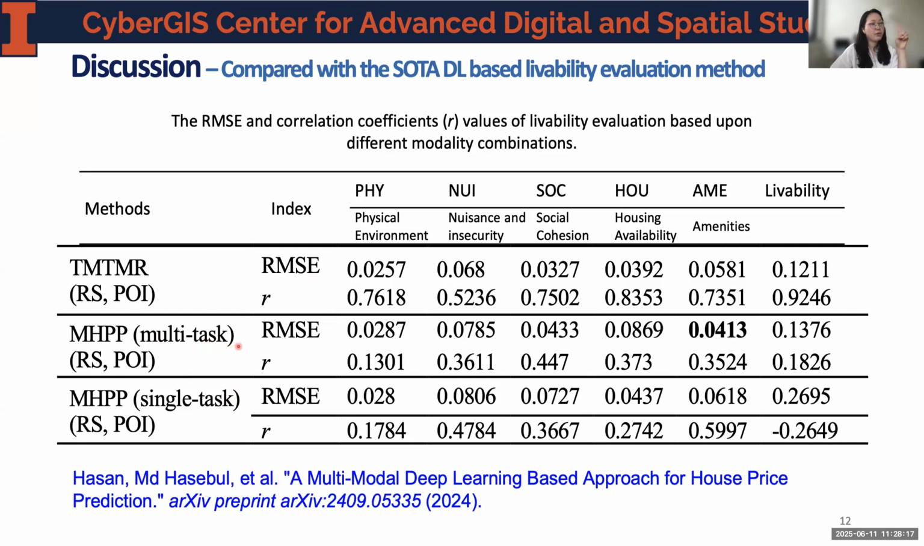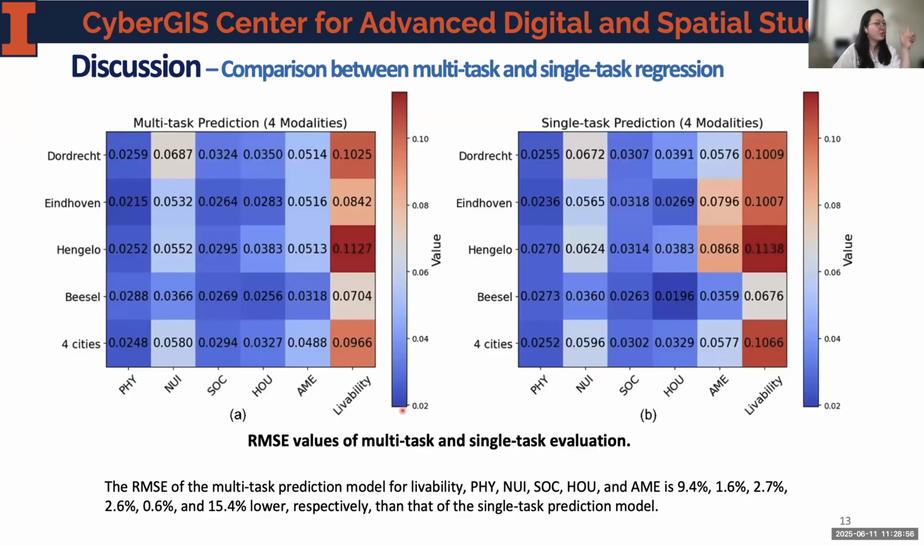The multitask here means we will predict overall livability and 5 domain livability scores simultaneously, while the single task means we will predict only one index at one time. We found that in the compared experiment, when using multitask strategies, the RMSE score is much smaller, which means the model regression performs much better. Also, the R value is much bigger, which means the multitask one performs better.